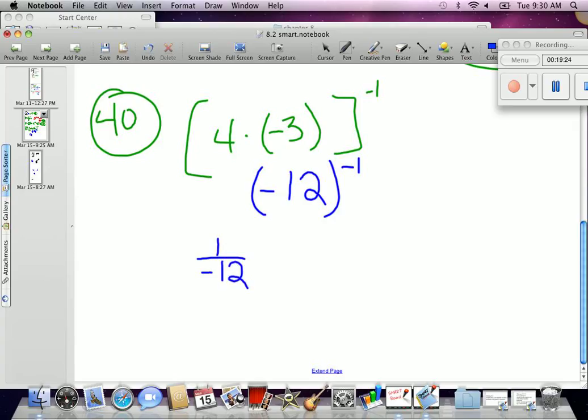Is that right? Did I do it right? Yes. So now it's negative 1/12 taken to the first power, right? It's going to be negative 1/12, but anything to the first power is itself. Do you guys see that?